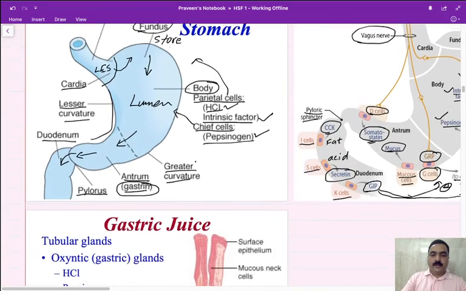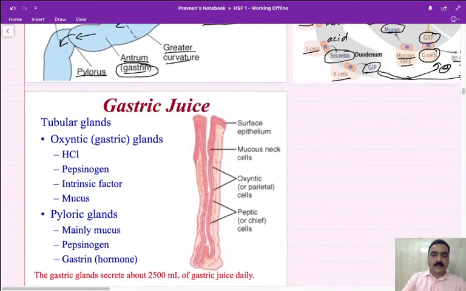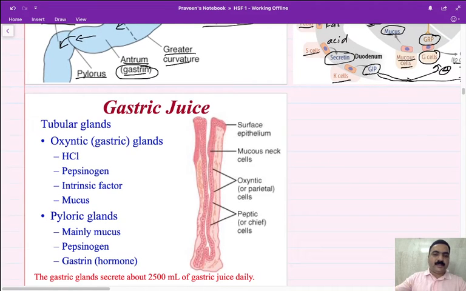So where are these cells, like the parietal cells or the chief cells, located? Parietal cells are otherwise referred to as the oxyntic cells. We are seeing the tubular glands that are present. The oxyntic glands or the gastric glands include the oxyntic or the parietal cells, and they secrete the HCl and pepsinogen.